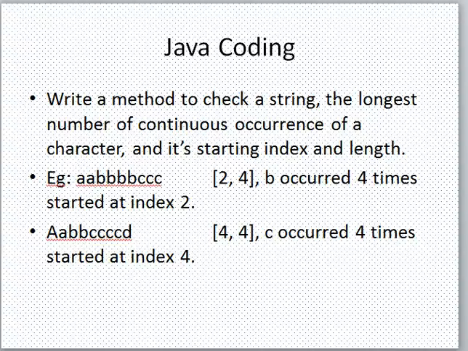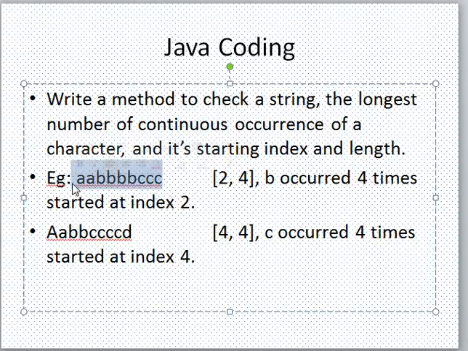So this problem is to check a string, for example, AA, BBB, CCC, to look for the longest character which occurred inside of the string, and to calculate the length it occurred, and also starting from which index. In this case it is number 2. And to give another example, in this string the first 2 characters only appeared twice, which is not the longest, and the longest is C, which started at index 4 and has length 4. So that's the result which needed to be returned.